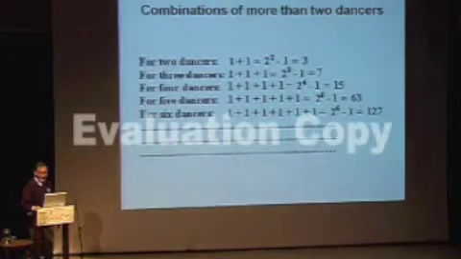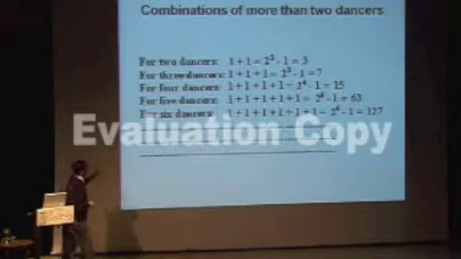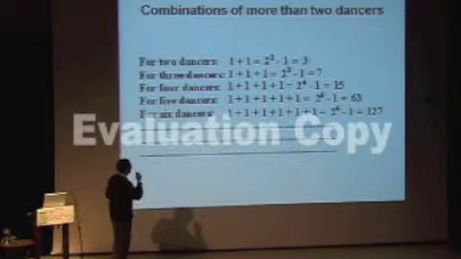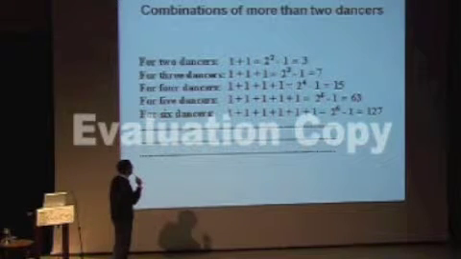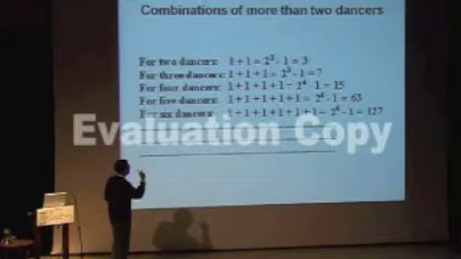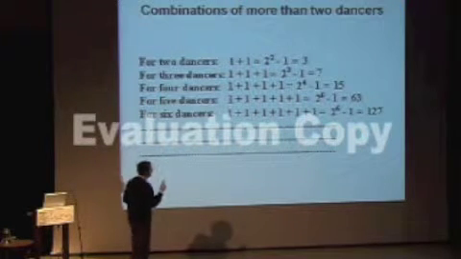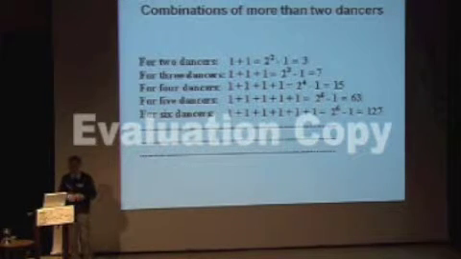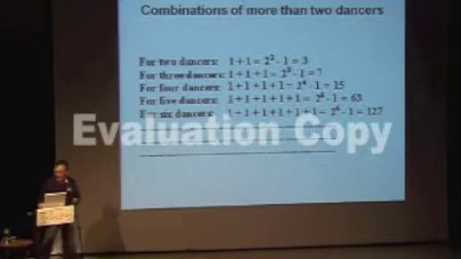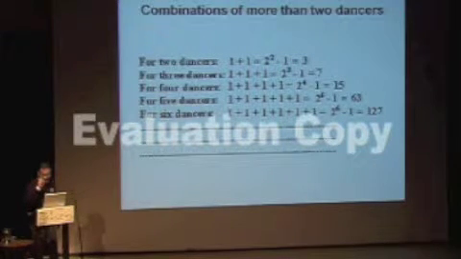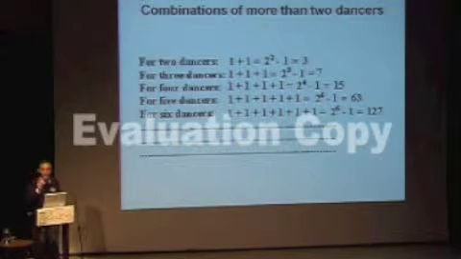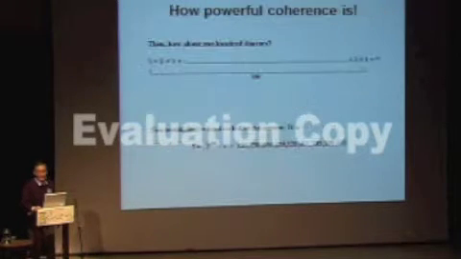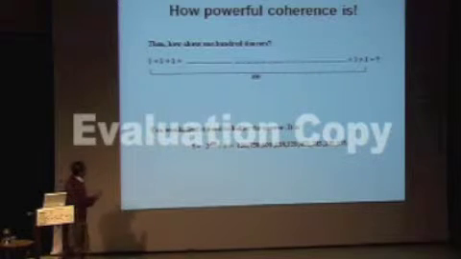You can see that for 2 dancers, 1 + 1 = 3. For 3 dancers, 1 + 1 + 1 = 7. And for 4 dancers, equal to 15. So that also becomes bigger and bigger. The combination becomes bigger and bigger, and the possibility becomes bigger and bigger. So you cannot believe how big it would be if 100 dancing together in harmony. Can we calculate it?